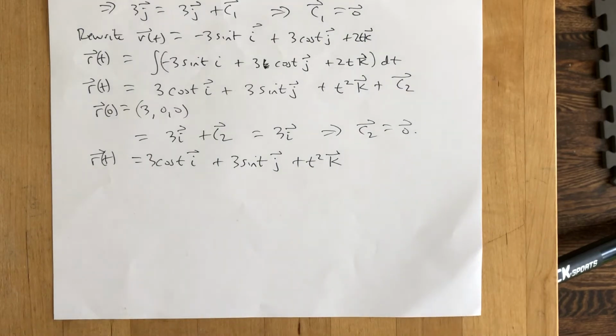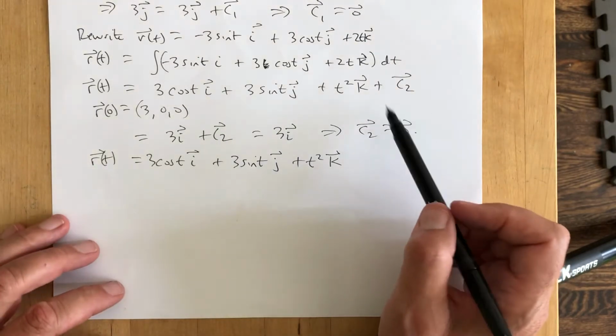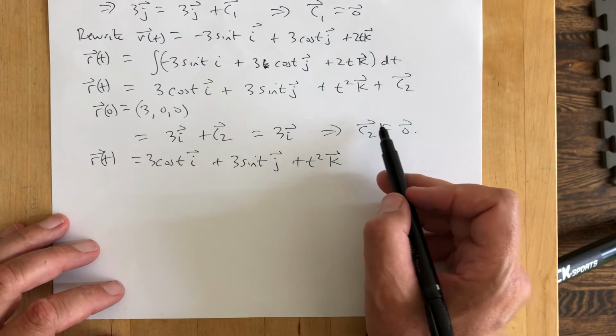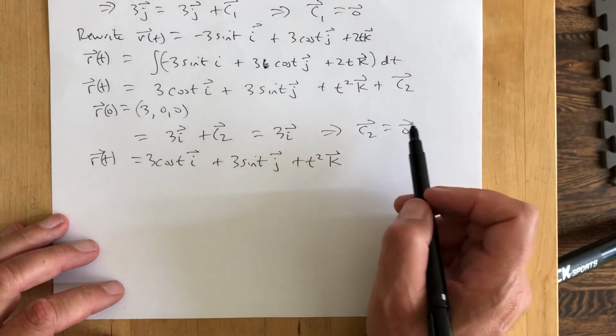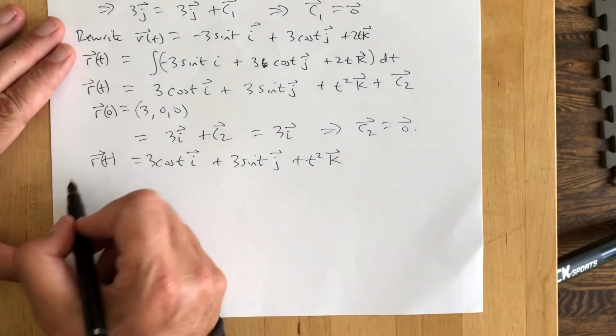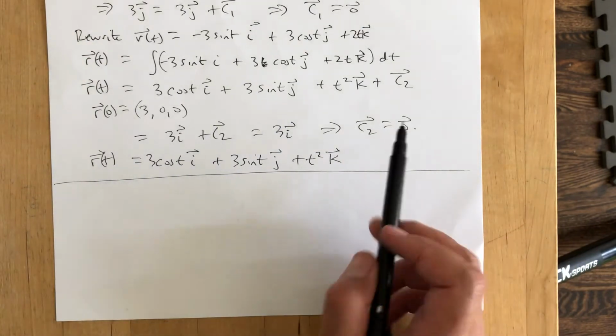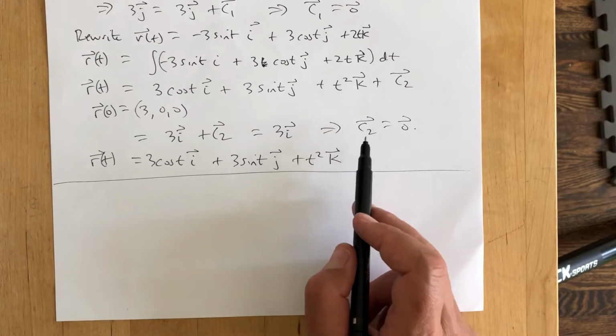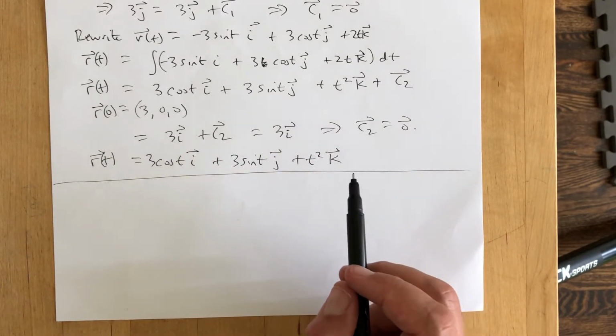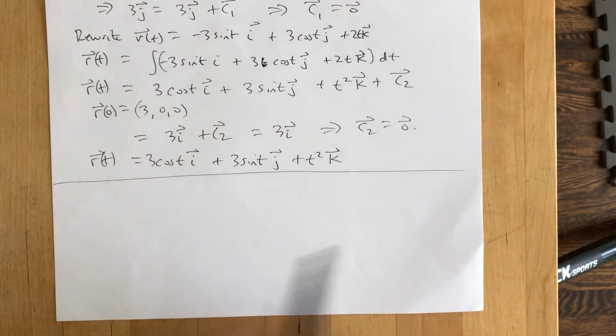I gave a homework problem where it's the exact same thing as this, but c2 or c1 or both are not 0. So it's a little different. But you get the idea now. All you do when you integrate is you pick up these constants, which are vectors, and you still have to put your initial conditions in to get your final solutions.